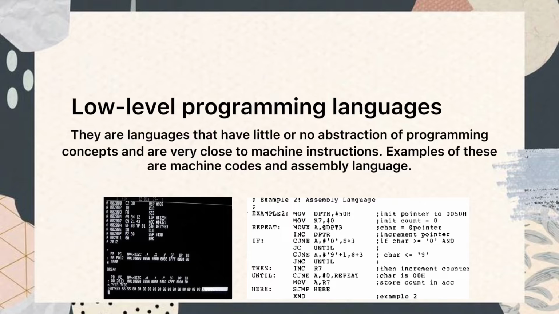Low-level programming languages. They are languages that have little or no abstraction of programming concepts and are very close to machine instructions. Examples of these are machine codes and assembly language.